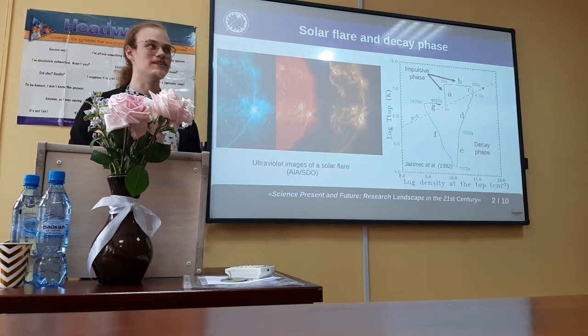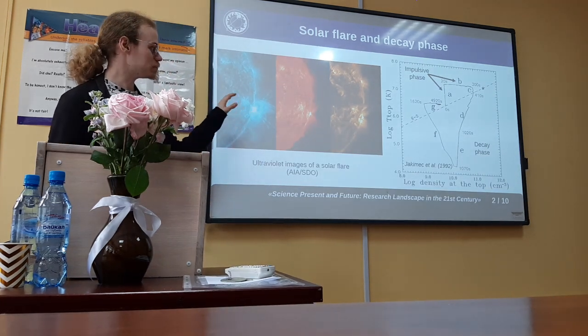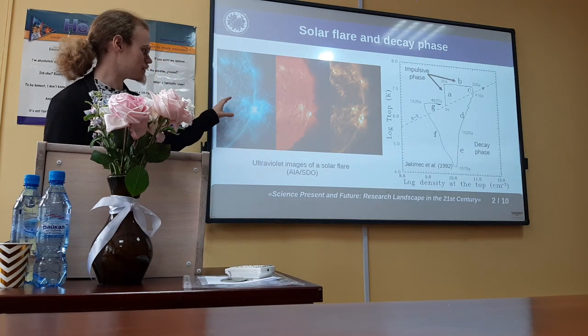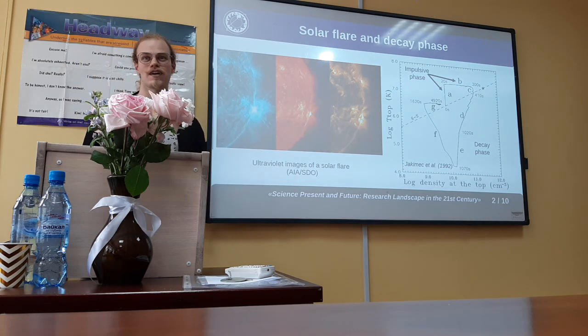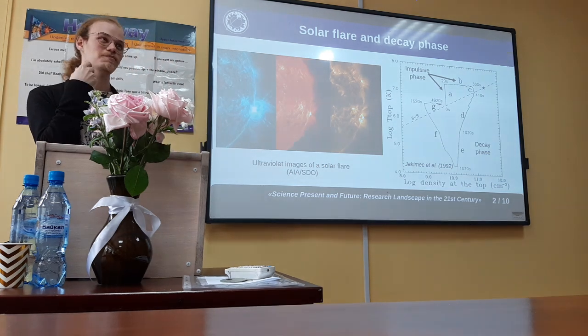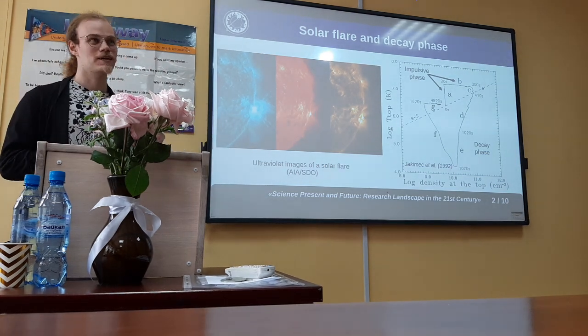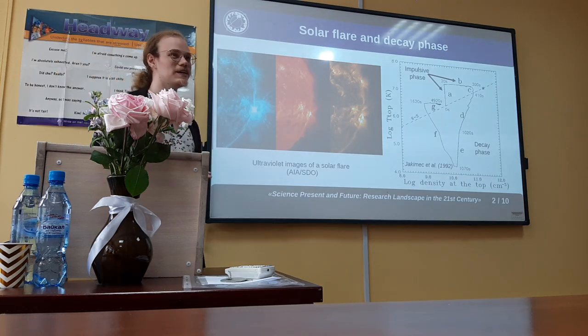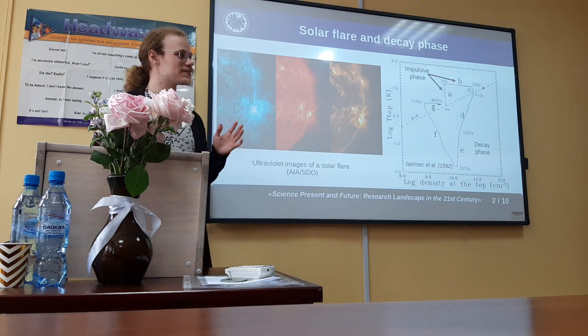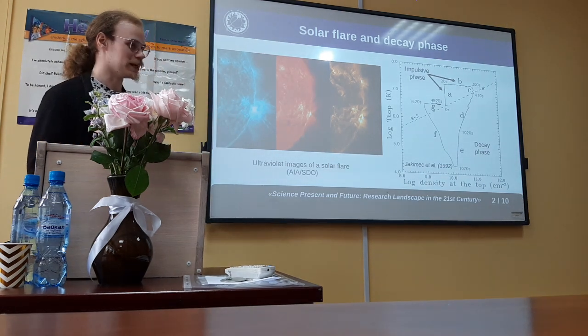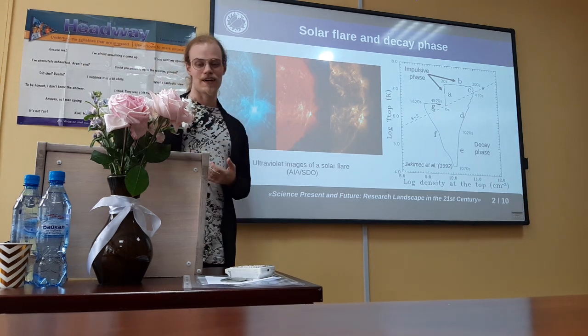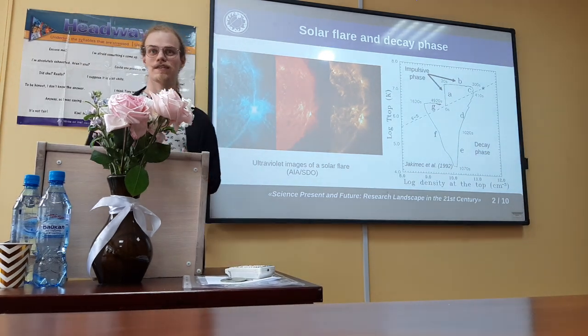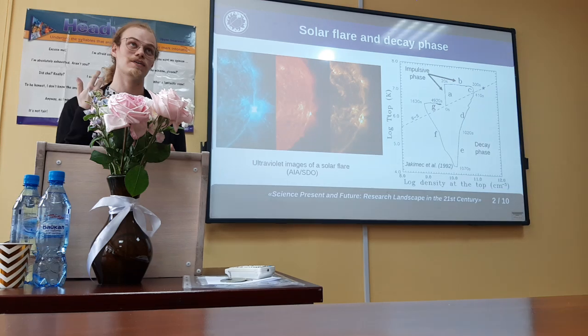So when you see on the sun images something like this, that something flashes on the image, it's most of the time the solar flare. Sometimes it's CME or coronal mass ejection, but most of the time it's solar flare. And usually evolution of this solar flare is divided by two phases.